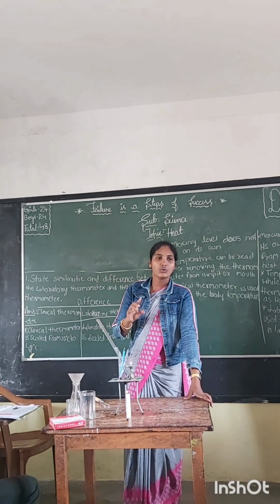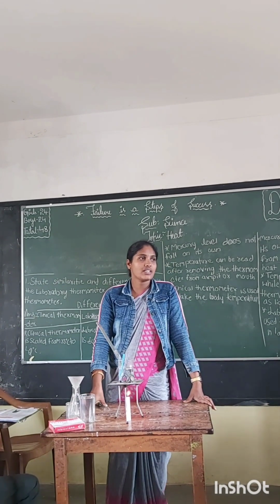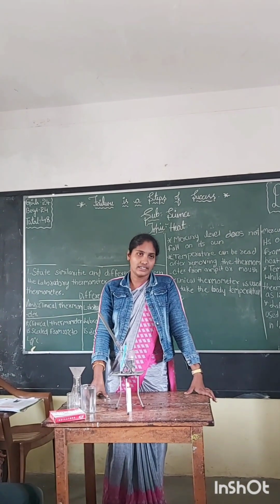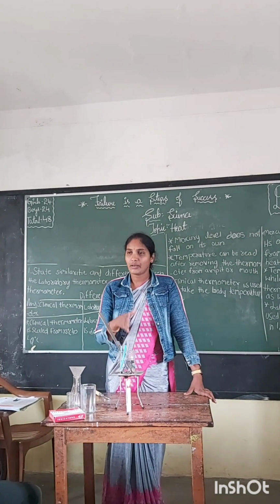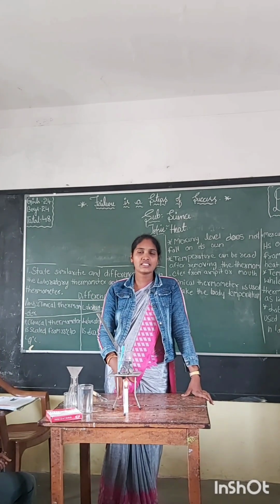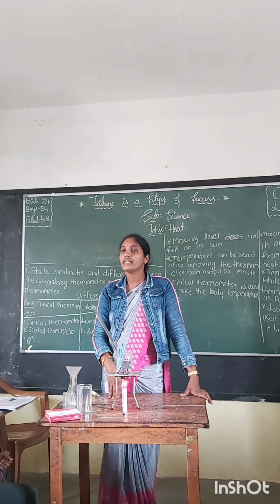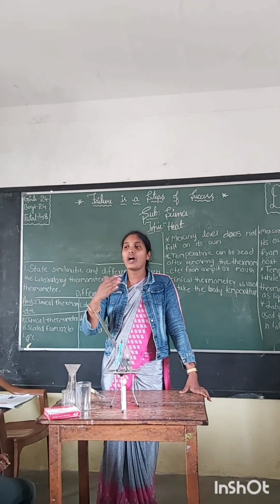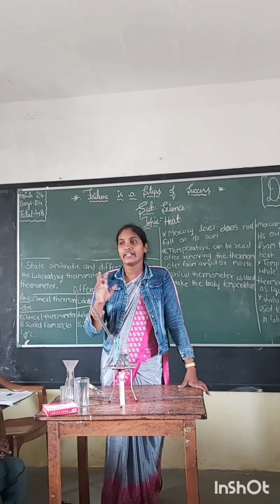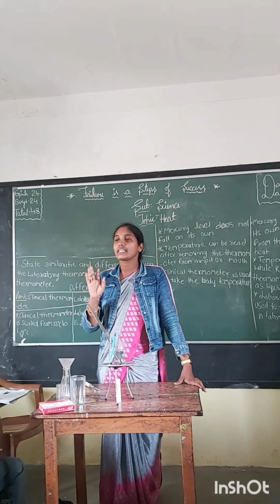We have a coin also. This is also a good conductor of heat. The coin is an iron metal, you know. That is also a good conductor of heat. A good conductor of heat is a material which allows heat easily. The material which does not allow heat easily is called a poor conductor of heat, also called an insulator.